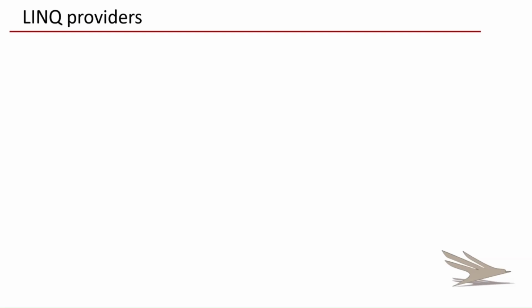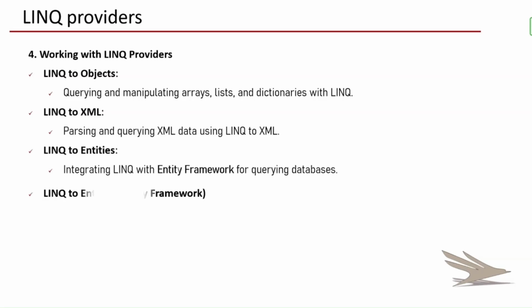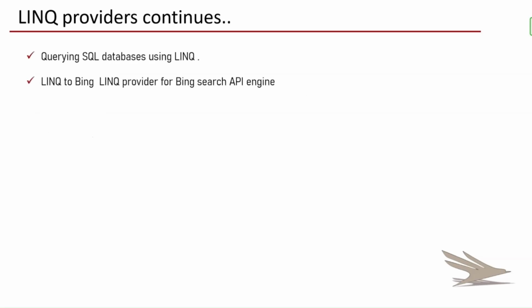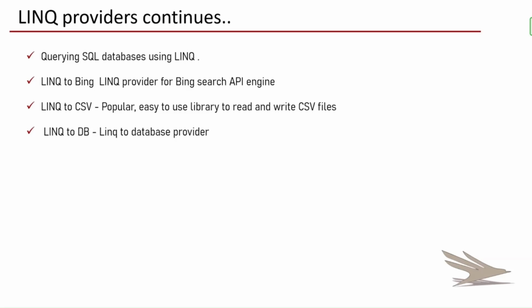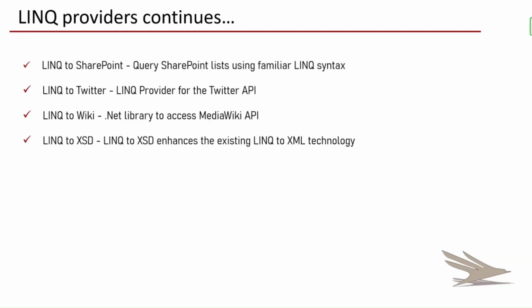As LINQ started gaining popularity, people including Microsoft started making their own libraries. These libraries are popularly known as LINQ providers. We'll learn working on some of the most popular providers out there, and the providers that help you as a developer to simplify your programming experience. Some of the LINQ providers are LINQ to Objects, LINQ to XML, LINQ to Entities, Entity Framework, LINQ to CSV, SQL, Bing, LINQ to DB, Excel, Google, JSON, and the list goes on. SharePoint, Twitter.